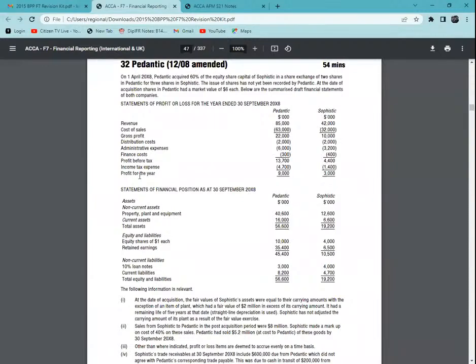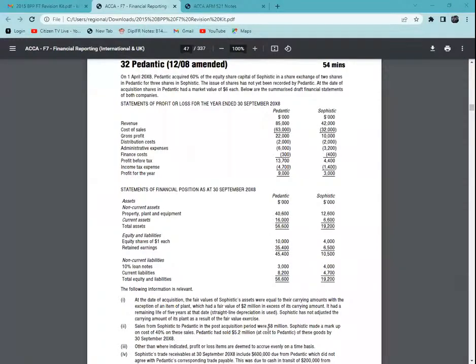Pay your subsidiary profit for the year. Profit of the subsidiary: here you take the profit of the subsidiary, not the parent. They say it is 3K, isn't it? Profit of the subsidiary is 3K.